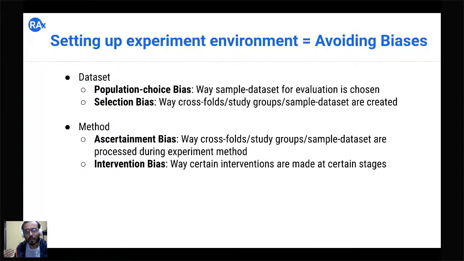So that's the first stage where bias can happen, right? That you were not true to the research question at hand. So what was the research question? That has to be understood properly.